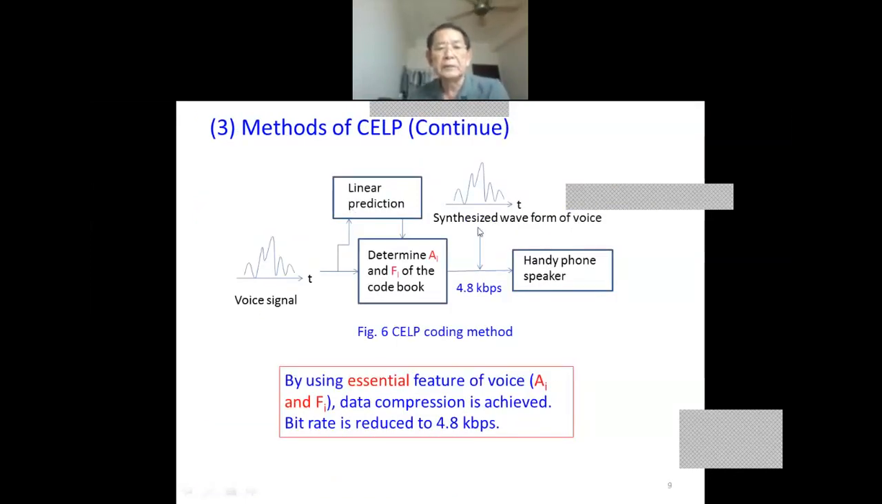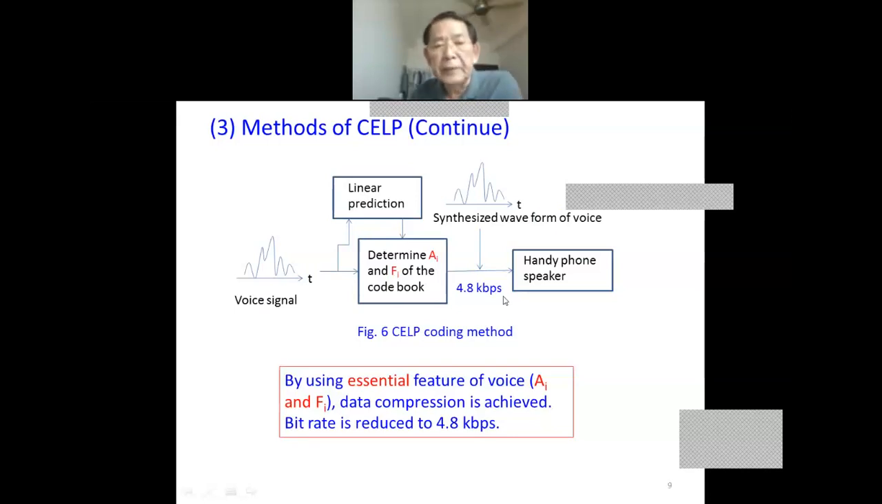This is the methodology shown here. The voice signal is linear predicted. Then, compared to the code book, AI and FI are found, and the same waveform is synthesized here. However, the information of AI and FI is very small information. So the transmission bit rate becomes 4.8 kilobits per second.